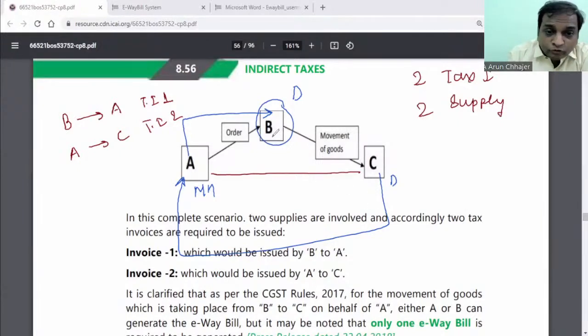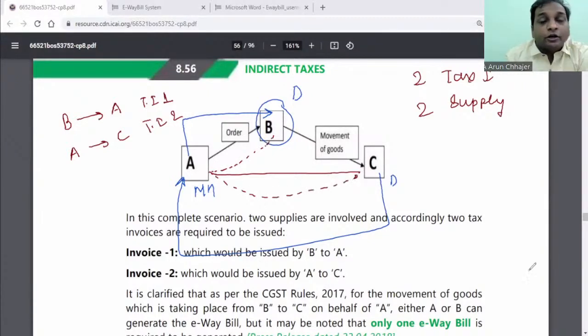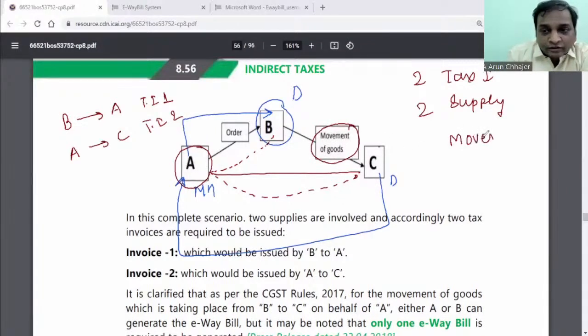But how many movements of the goods are there? Will the goods be moved such that first B will deliver the goods to A and then A will send the goods to C? The answer is that it is not possible practically, because otherwise it has huge transportation cost, possibility of damage, unnecessary delay, various possibilities are there. In that case, A will request B, please move the goods directly to C. Now I can say how many movements of goods are there?